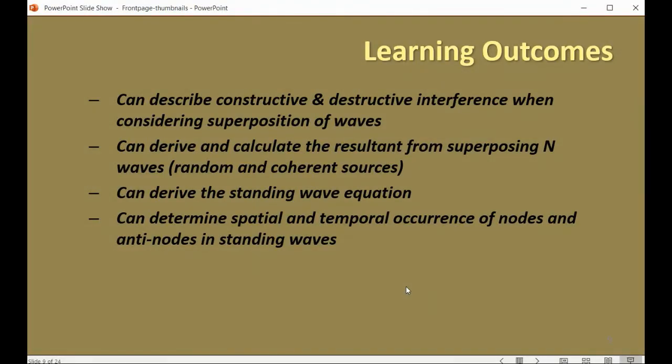The learning outcomes for this lecture are listed here. You should be able to describe constructive and destructive interference when considering superposition of waves, and derive and calculate the resultant of superposing n number of waves in general, as well as for random and coherent sources. And you should be able to derive the standing wave equation as well as determine the spatial and temporal occurrences of nodes and anti-nodes in standing waves. Thank you for watching.